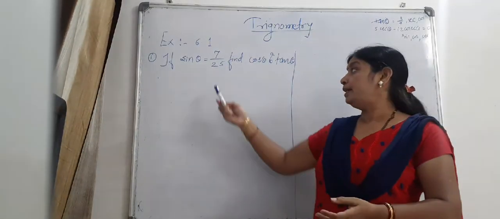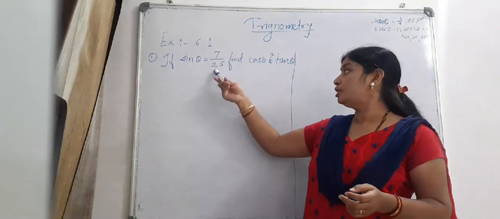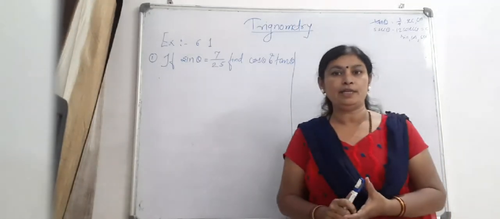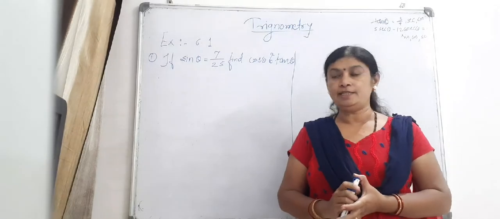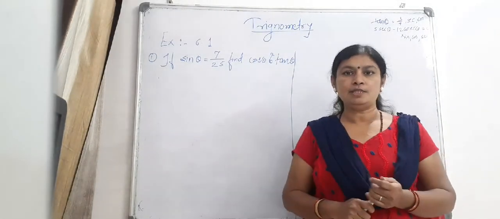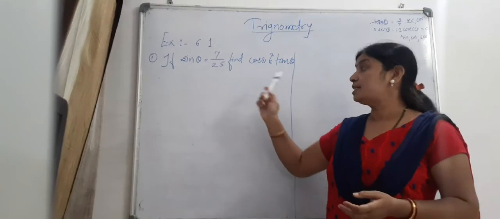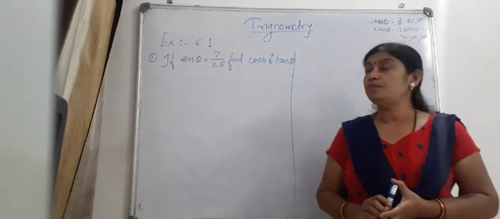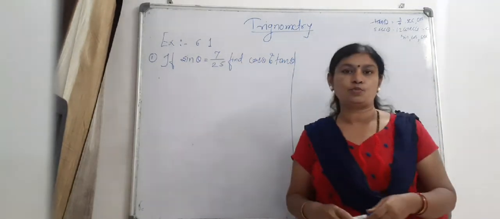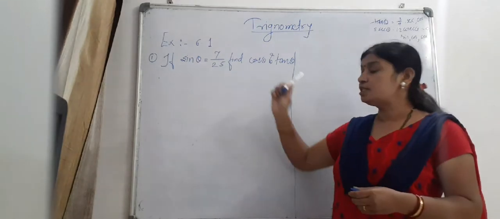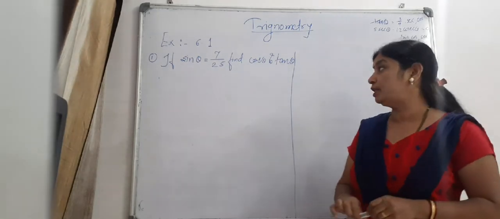Understood how to find the trigonometric ratios. If one ratio is given, how to find the trigonometric ratios? By using identities and by using the Pythagoras theorem. Now today we are going to study some examples which depend on the identities and Pythagoras theorem in exercise 6.1. So see, first problem of exercise 6.1.